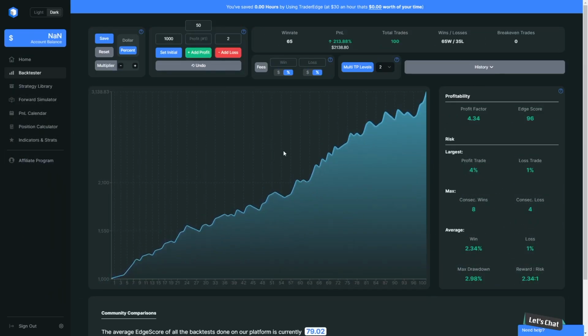Okay, so after backtesting the strategy 100 times, it had a win rate of 65%, and our growth on account was over 200%. Keep in mind that this will differ in real time due to spreads and fees. I was able to find these 100 setups in 46 days. The profit factor was 4.34, and we had 8 consecutive wins compared to 4 consecutive losses. Our maximum drawdown was less than 3%, which is great.